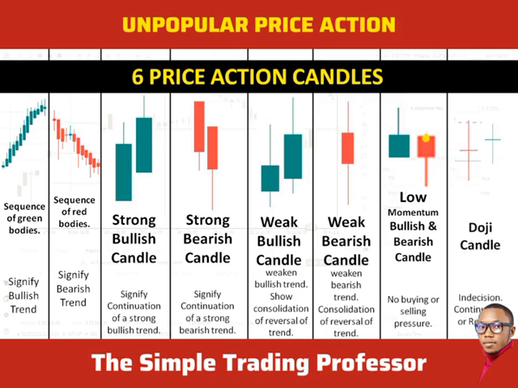Now, the sixth price action candle is called the doji. The doji. This is the doji. A doji is when the open and close price is the same, but have a high and low. So we have the bearish doji and the bullish doji. Now, what doji signifies in Akinachi is indecision.